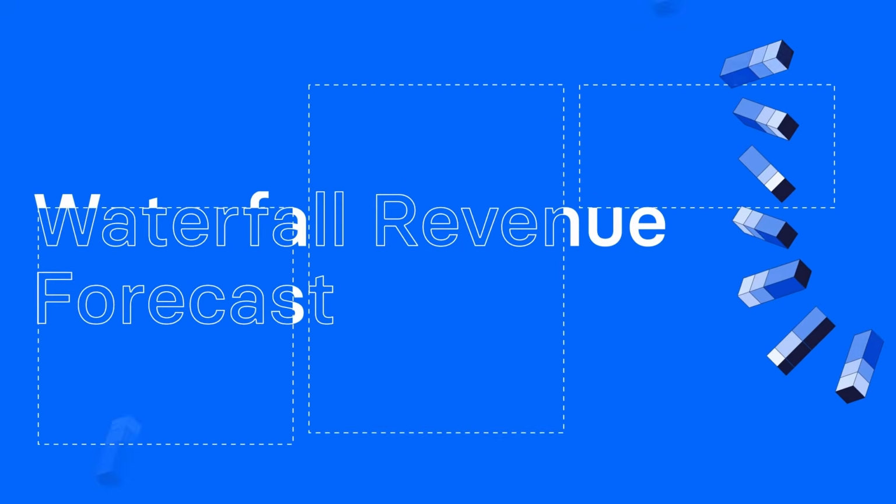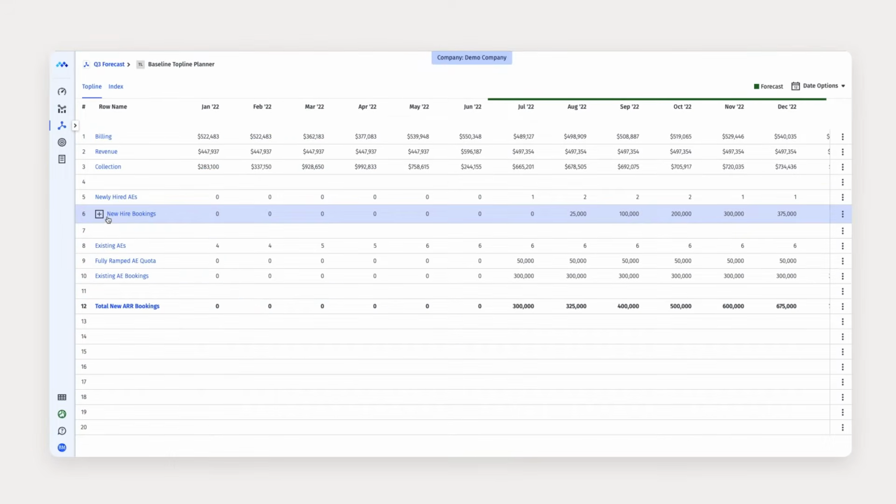I'm going to show you how to create a waterfall revenue forecast by cohort in under 3 minutes. Let's take a look, starting with the total new ARR bookings forecast.